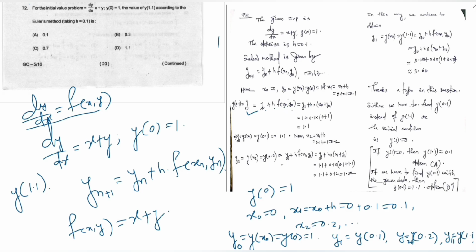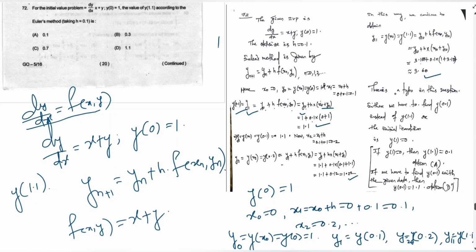So y0 plus h into f of x0 y0 value is x0 plus y0, because you know f of xy is x plus y, so f of x0 y0 is x0 plus y0. Now we substitute the values. Y0 is 1 plus h is 0.1 whole into x0 is 0 plus y0 is 1. So finally we obtain the value of y1, which is 1.1, means y at 0.1. Similarly, we calculate y2 using y1, x1, which is 1.22. In this way we continue to obtain y at 1.1, which is 3.60.